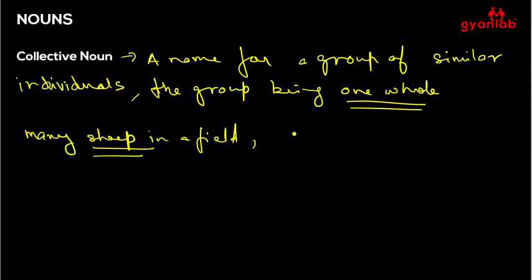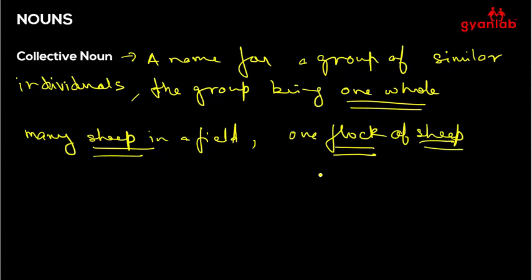But if we were writing one flock of sheep, the word flock here is what is known as the collective noun, and the word sheep is the common noun. Flock is basically saying that there is a group of sheep, and the group is being called one complete whole, right? So all the sheep in that particular group are denoted by saying there is one flock of sheep.